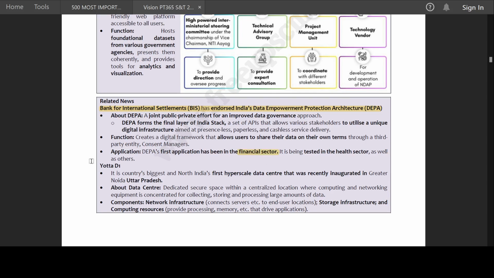YOTTA D1. It is the country's biggest and North India's first hyperscale data center that was recently inaugurated in Greater Noida, Uttar Pradesh. About the data center: a dedicated secure space within a centralized location where computing and networking equipment is concentrated for collecting, storing, and processing large amounts of data.